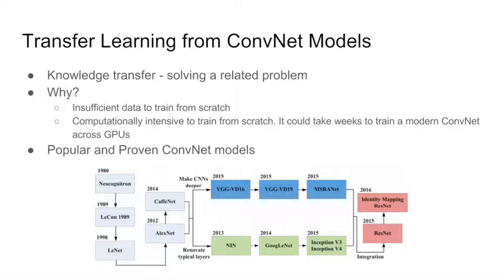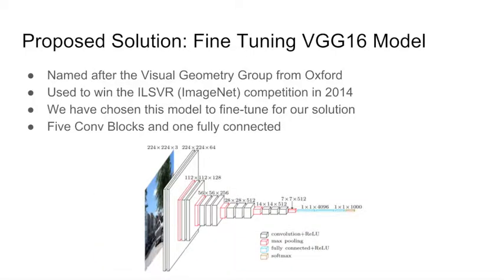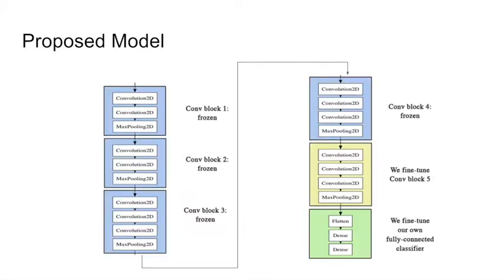Following some of the popular models used recently, like VGG16, GoogLeNet, Inception V3, V4. So for our solution, we'll be using the VGG16 model and we'll be fine-tuning it. This is named after the Visual Geometry Group from Oxford, and it used to win the ImageNet competition back in 2014. It has 5 layers of convolutional blocks and 1 fully connected layer.